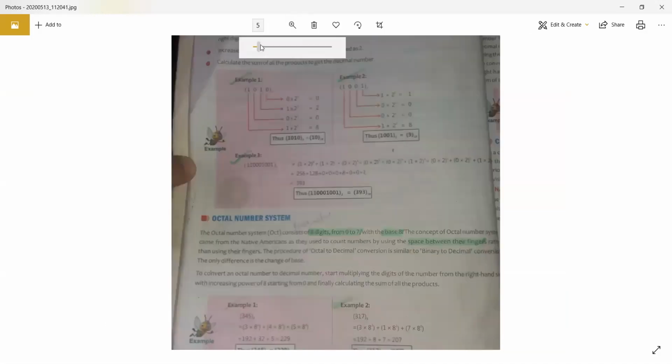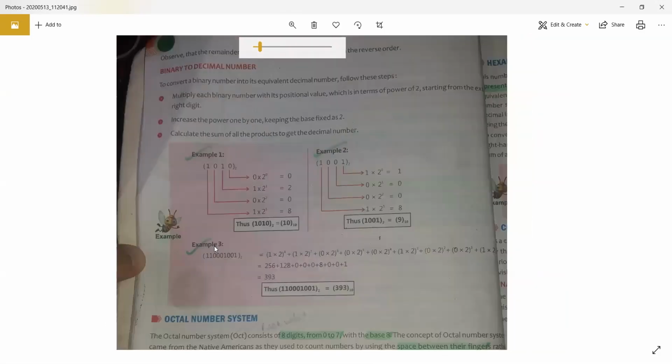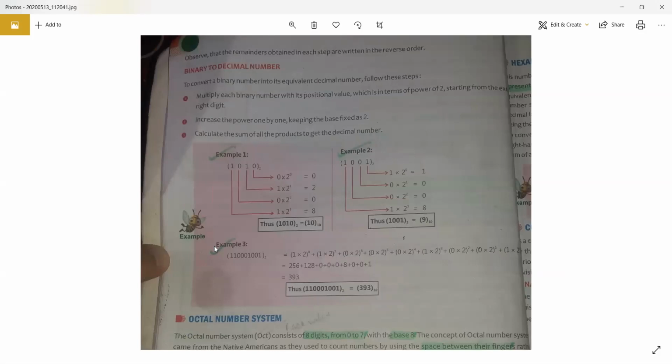All right, on the next page, page number 8, you can see this. Here you have the conversion of 1010. As I told you, 0 multiplied by 2 raised to power 0, 1 multiplied by 2 raised to power 1, 0 multiplied by 2 raised to power 2, and 1 multiplied by 2 raised to power 3. Anything multiplied directly by 0, you don't have to calculate the exponent, it will be 0 only. And 2 raised to power 1 is 2, 2 into 1 is 2.